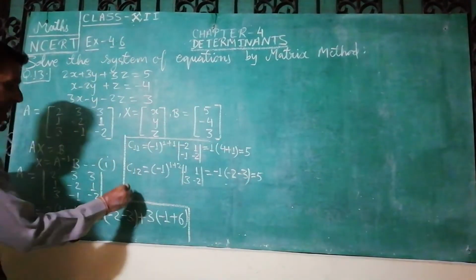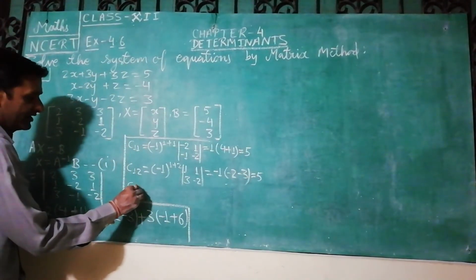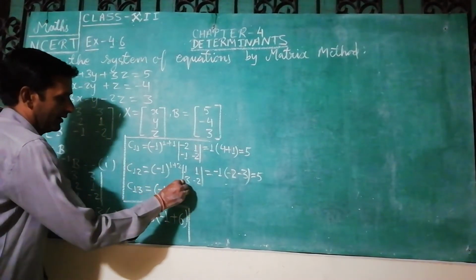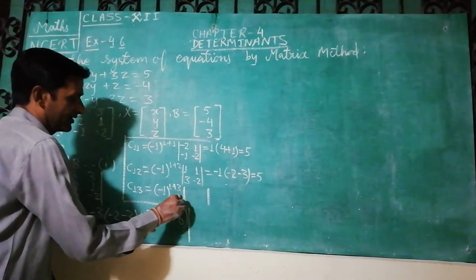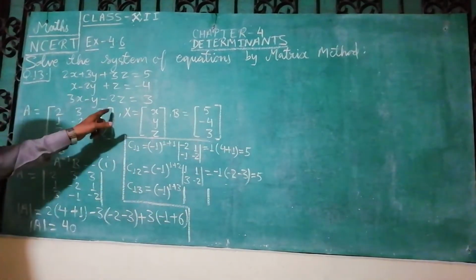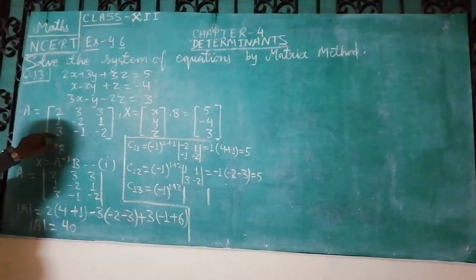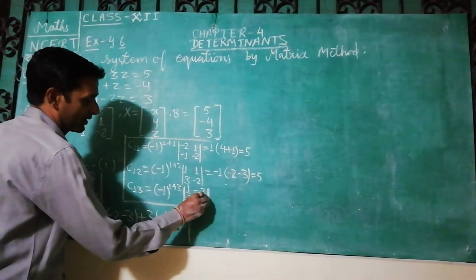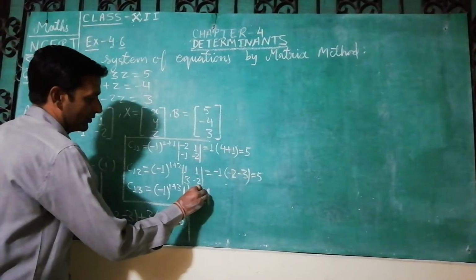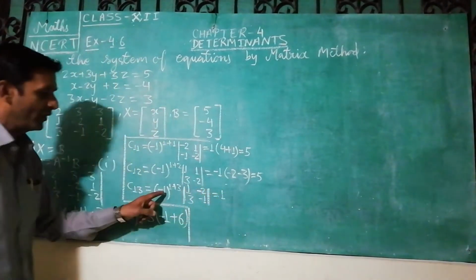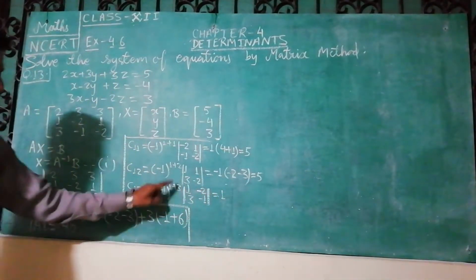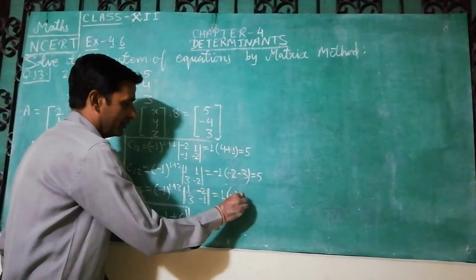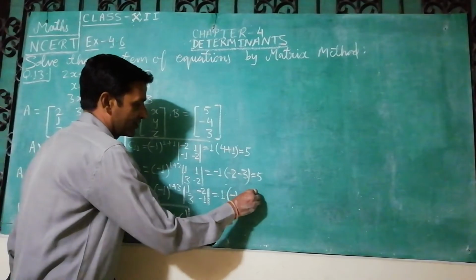Now C13. C13 is equal to minus 1 raised to the power 1 plus 3. And here in the determinant, first row and third column will be eliminated. 1 minus 2 and 3 minus 1. So what will we get here? We will get positive 1 because minus 1 raised to the power 4 is an even power, so that's why it is 1. And then 1 into minus 1 is minus 1, minus minus plus 6. That is also equal to 5 only.